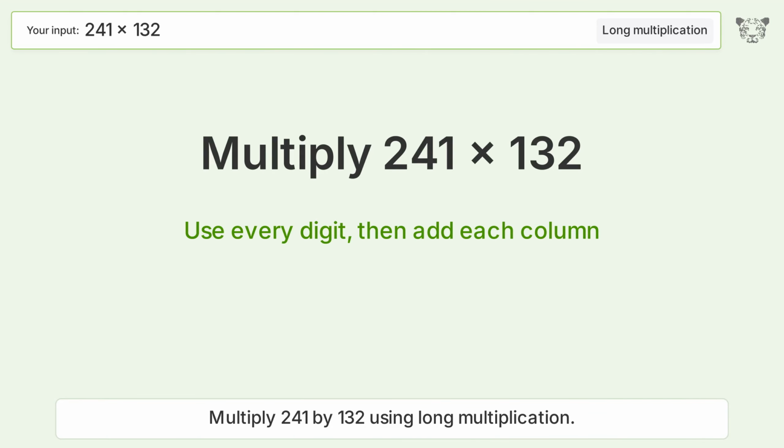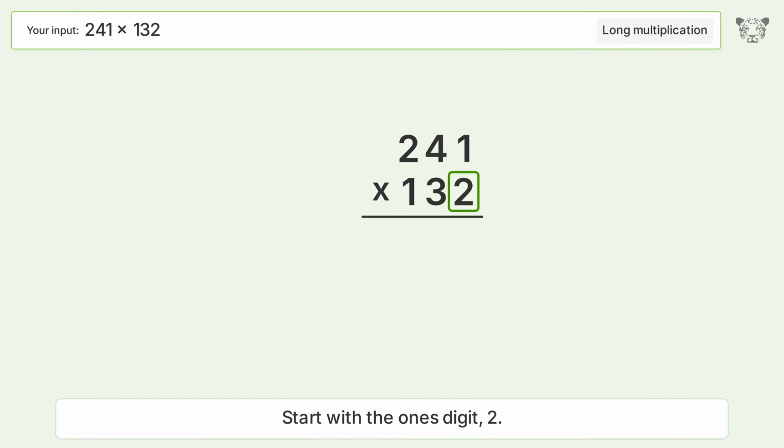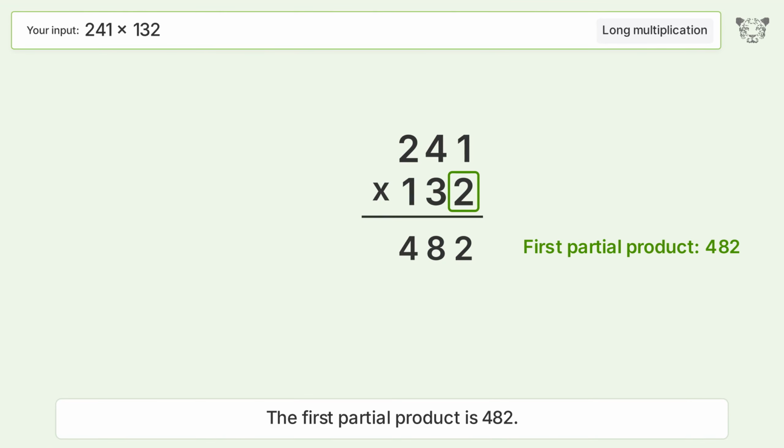Multiply 241 by 132 using long multiplication. Start with the ones digit, 2. 2 times 1 is 2. 2 times 4 is 8. 2 times 2 is 4. The first partial product is 482.